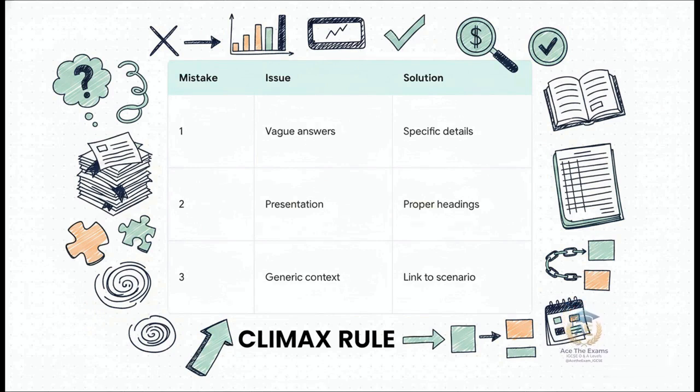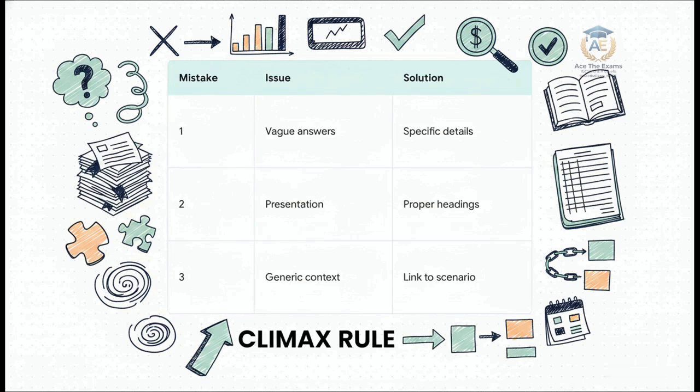Mistake number 1 is giving vague answers. If a student writes, "The partner's capital changed because of the new ratio," that is way too descriptive and completely lacks depth. The solution? You must provide specific details. Specify exactly which partner gained, which partner lost, and by what exact monetary amount based on the data you extracted. Mistake number 2 is poor presentation. Remember, practical application develops professional accounting skills. You have to use proper headings, the correct industry terminology, and the standard accepted formats for your capital accounts. If you don't, examiners will absolutely penalize you for it.